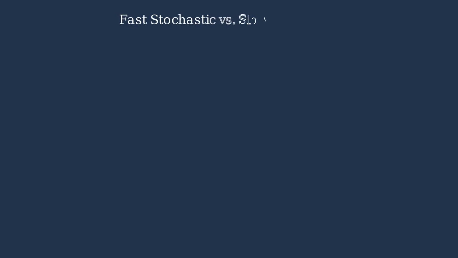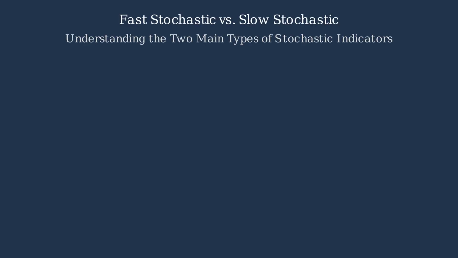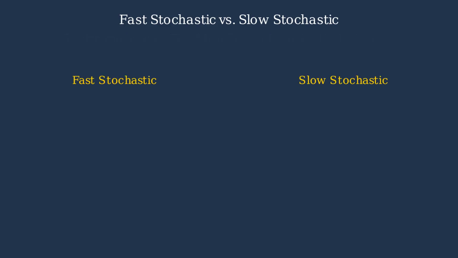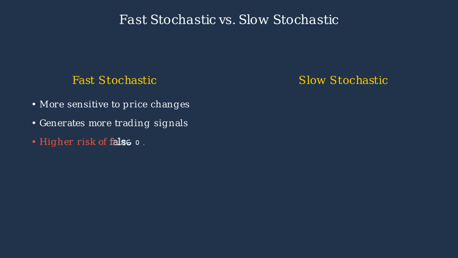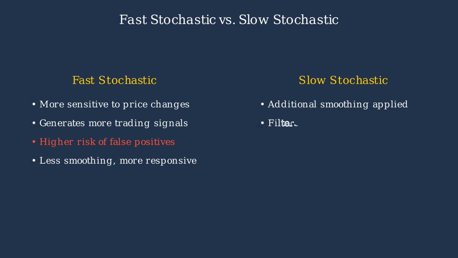Let's compare fast and slow stochastic indicators and understand their key differences. There are two main types of stochastic indicators, fast and slow. The fast stochastic is more sensitive to price changes and can generate more trading signals. However, it also produces more false positives due to its higher responsiveness. The slow stochastic applies additional smoothing to filter out market noise. This makes it more reliable, but potentially less responsive to rapid market changes.